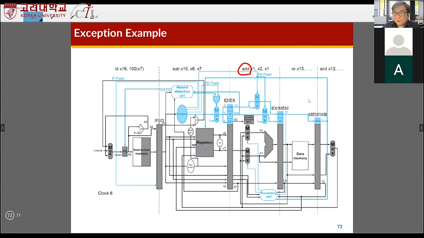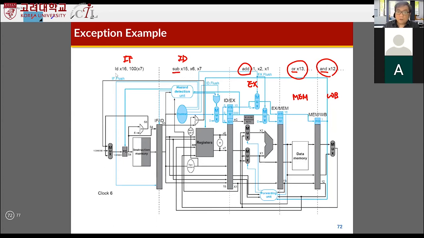Okay, so OR is in the memory stage, and AND is in the write back stage. ADD is in the EX and ID instruction fetch. So we know that the computer processor needs to complete the OR and AND instructions, and then these SUB and LOAD instructions should be flushed.